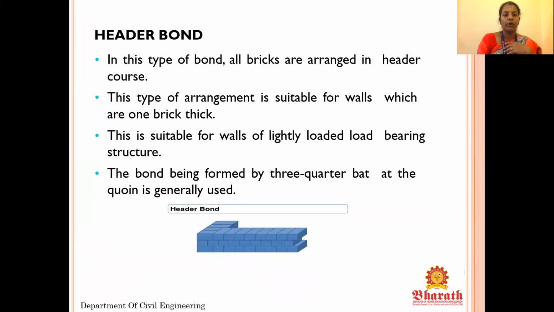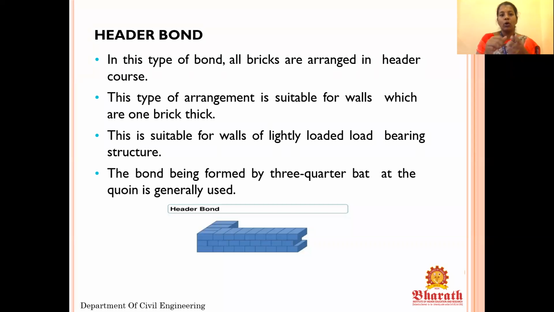This is a header bond. In this type of bond, all bricks are arranged in header course. This type of arrangement is suitable for walls which are 1 brick thick. So the thickness of the brick will be seen in the wall surface. This is suitable for walls of lightly loaded bearing structure. The bond being formed by a 3/4 bat at the quoin is generally used.